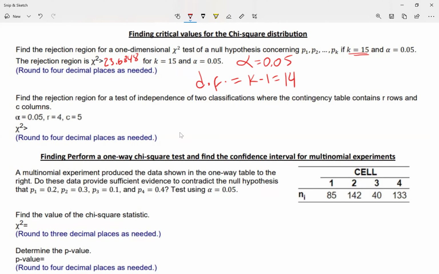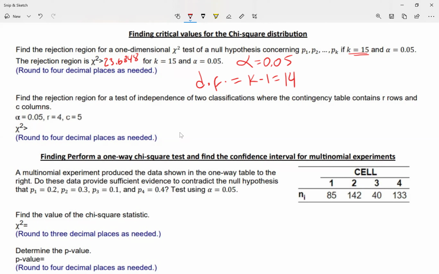Find the rejection region for a test of independence of two classifications where the contingency table contains R many rows and C many columns. So there's some rows, there's some columns. So we're looking at a table. Now my alpha is going to be 0.05 this time. There's going to be 4 rows. So R is equal to 4. So there's 4 rows and 5 columns.